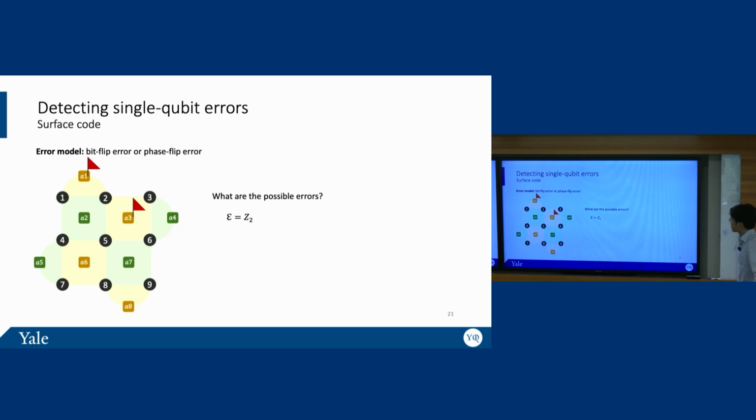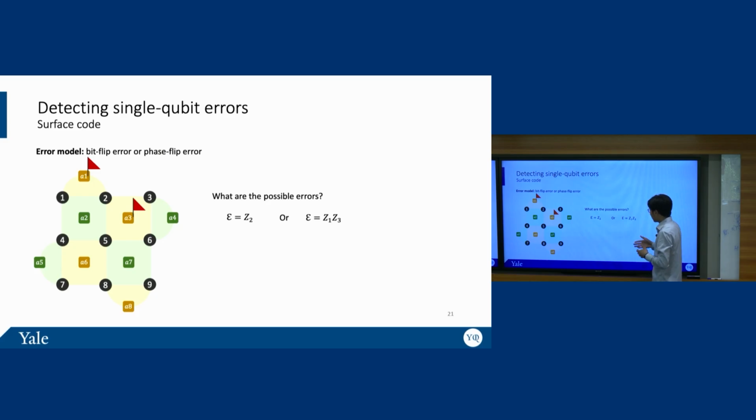Are there other possible errors that could occur and cause these flags to raise? Yes? Maybe Z1 and Z3? Z1, Z3, good. Z1 raised the flag and it doesn't affect A2. Z3 raised the other flag, so that's exactly what I wrote also. That's another possibility.